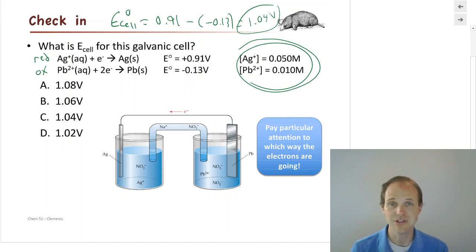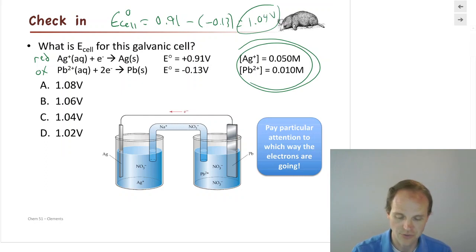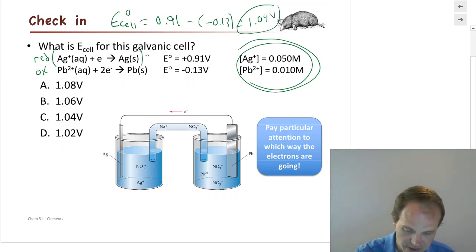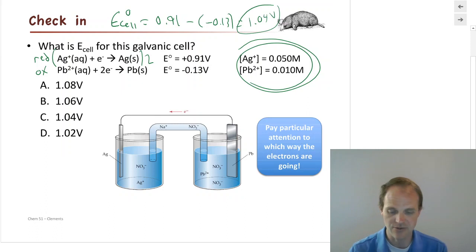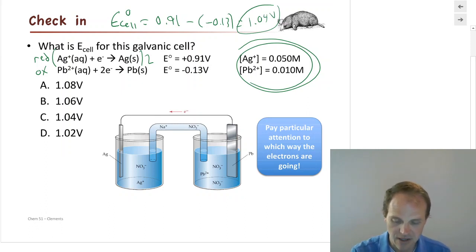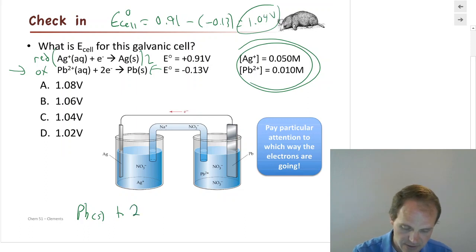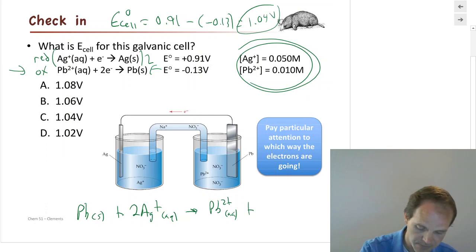Now we have to figure out Q, which means we need to figure out our overall balanced reaction. We're going to have to multiply this guy by 2 so that we have 2 electrons on either side. Which one's going to get reversed? This one gets reversed, and so we have lead solid plus 2Ag plus aqueous goes to lead 2 plus aqueous plus 2 silver solid.